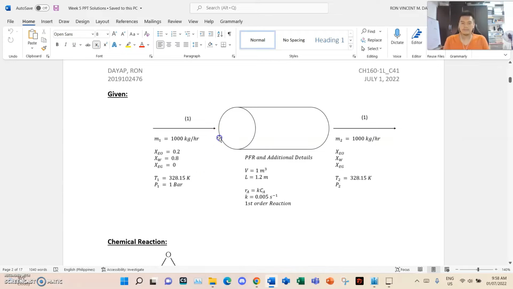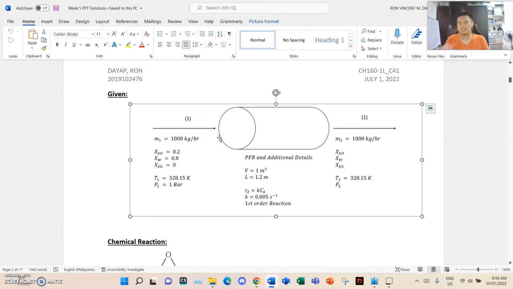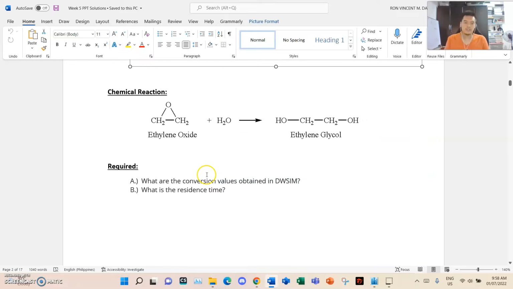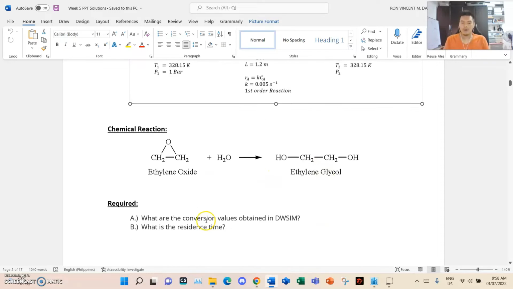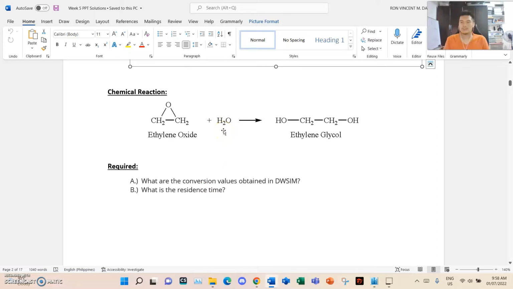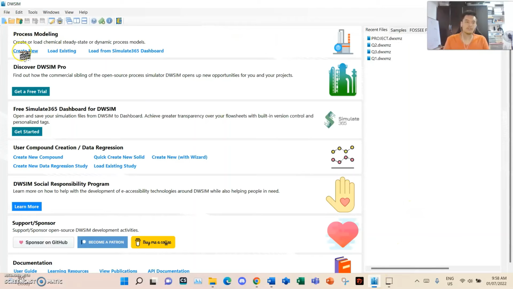So this is the given, and this is a simple diagram of the PFR, and this is the chemical reaction stated. So we have ethylene oxide mixed with water, and it will yield ethylene glycol. Water is in a liquid state, and ethylene glycol is in a liquid state. However, ethylene oxide is actually in a gaseous state. So let's bear that in mind for a while. And the required, again, are the conversion values from DWSim and the residence time. So let's solve this first using DWSim and then calculate it using hand calculations respectively.